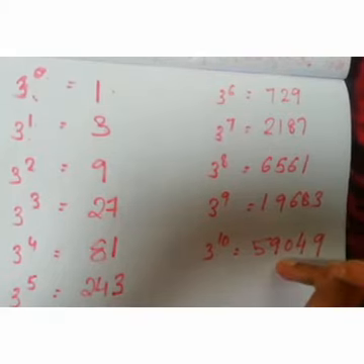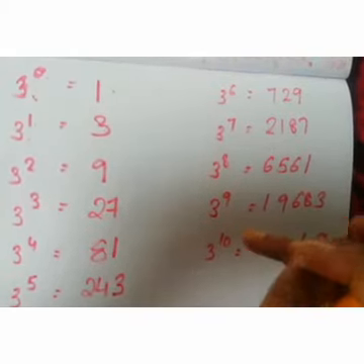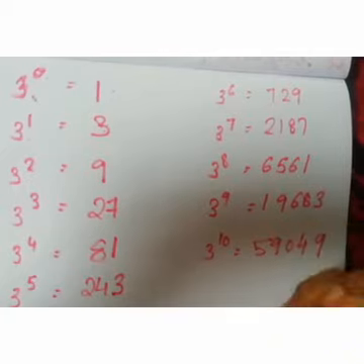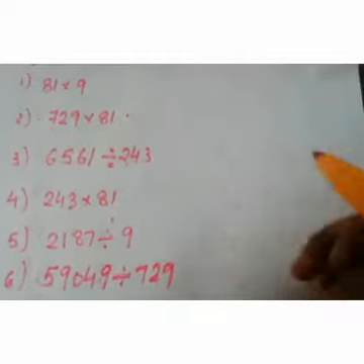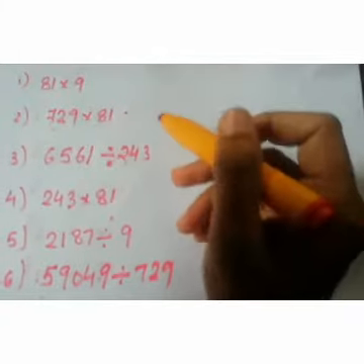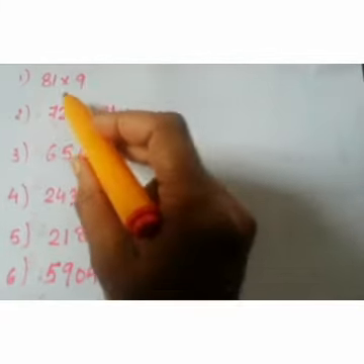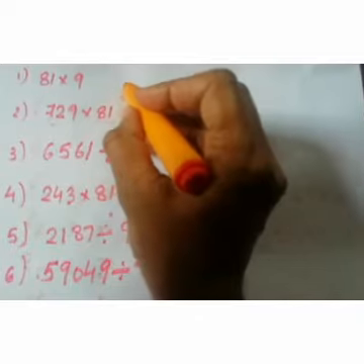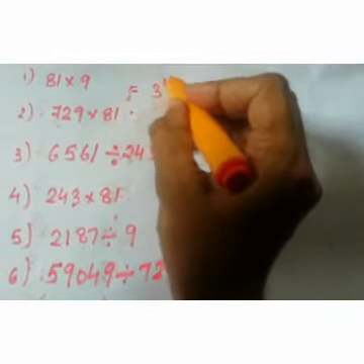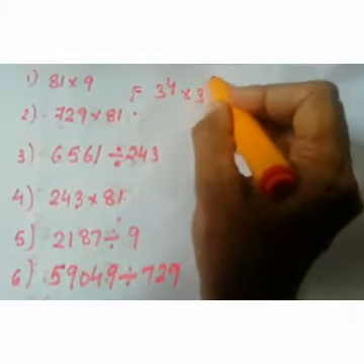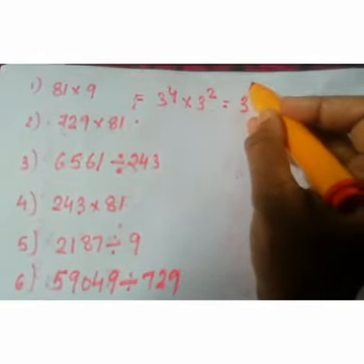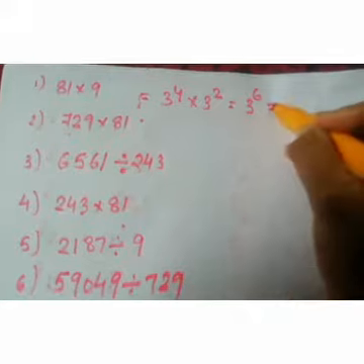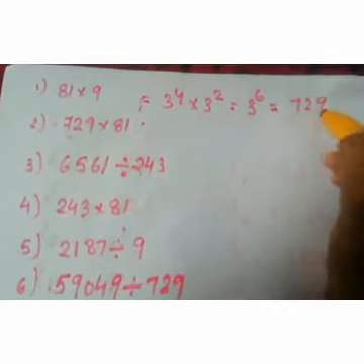Using this table, we want to find the solutions for the following questions. Using the powers of 3 table, we can solve these problems. 81 into 9. 81 means 3 raised to 4 into 3 raised to 2. Overall, 3 raised to 4 plus 2 is 6. 3 raised to 6 is 729.